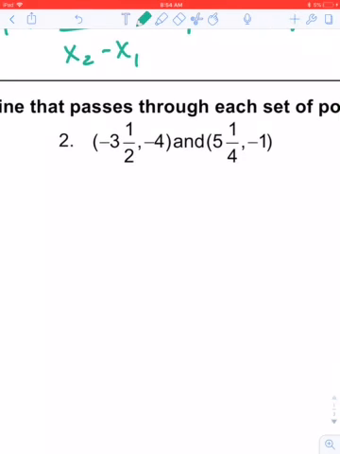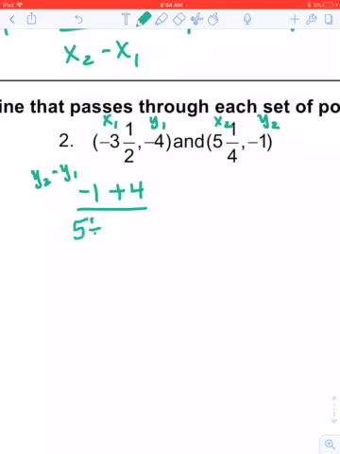So let's try again over here on number 2. Again, this would be x1, y1. This would be x2, y2. So I've got -1 minus a -4. That's going to be my y2 minus my y1. Notice when I said minus a negative, it turned into a plus sign. And then we've got x2 minus x1. So 5 1/4 minus a negative, so it became a plus, 3 1/2.